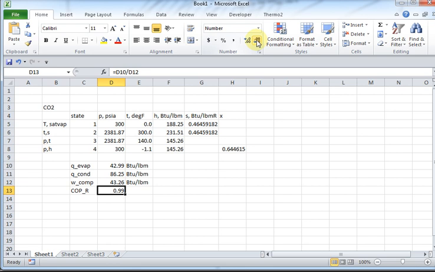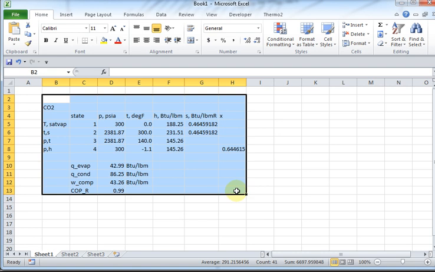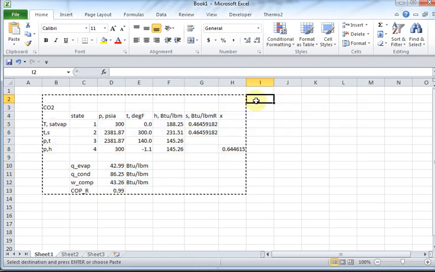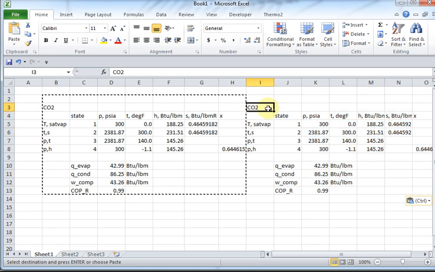0.99. What do you think? Probably not so good. Let's do this as a comparison. Do a copy. Oops, cancel that. Copy. Do a paste.